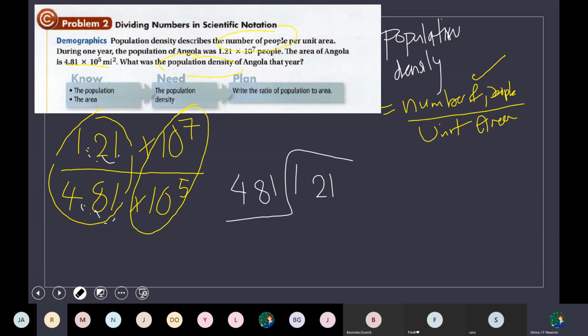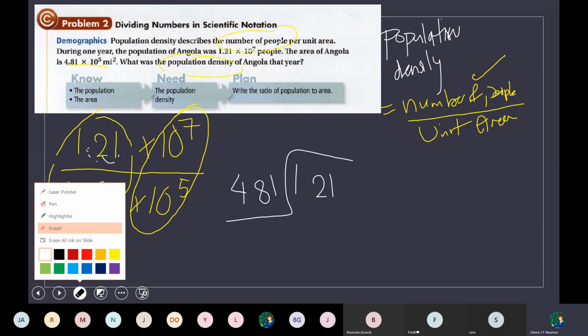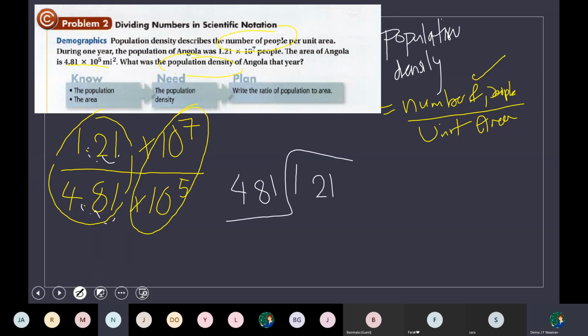121 over 481. To put the zero on the decimal point. Then try to cover the first 2 digits with the second 2 digits. 12 over 4, approximately it's close to 2 or 3. Let's try 2.